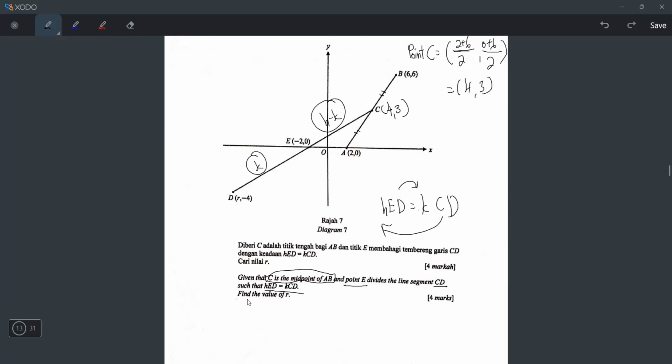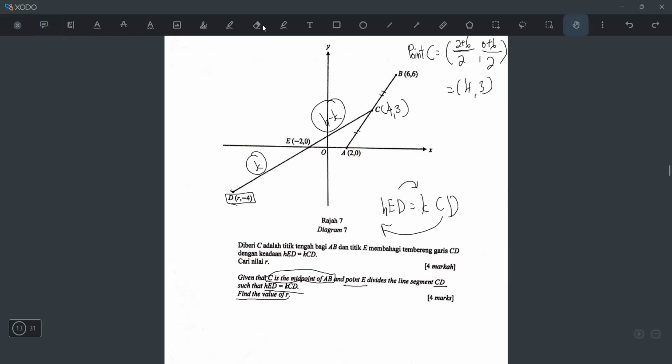And now suddenly they say find the value of R. So let's think about this. They want to find the value of R, and R is actually the x coordinate for point D. Agree? So how do I want to do it? Of course, I will be needing point C. That's for sure.